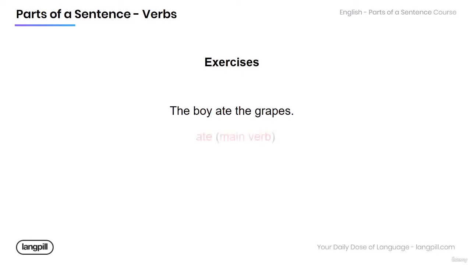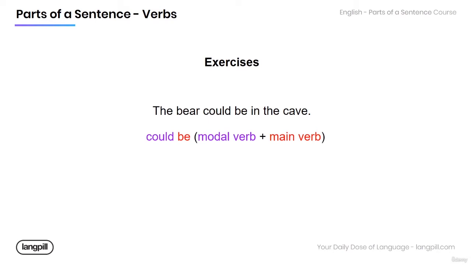All right, so hopefully you got eats is the main verb. Here we have the bear could be in the cave. So again, I want you to pause the video, try to figure out what is the verb in this sentence, or verbs if there's more than one. And here we have could be, where could is one of those modal verbs, and be is going to be our main verb.